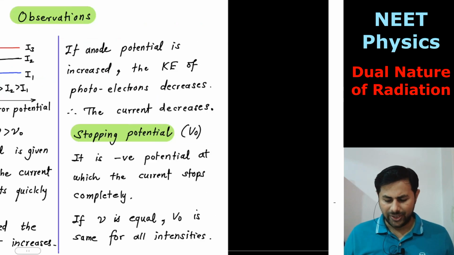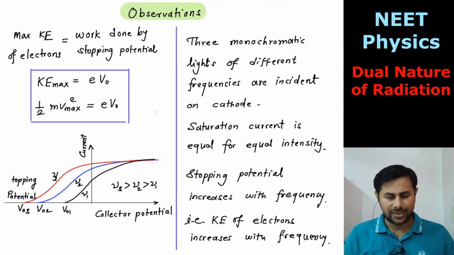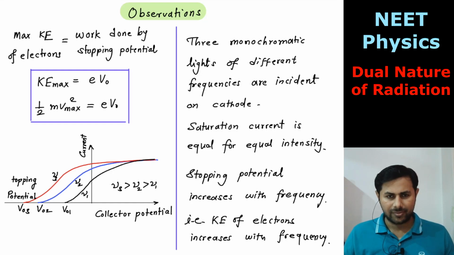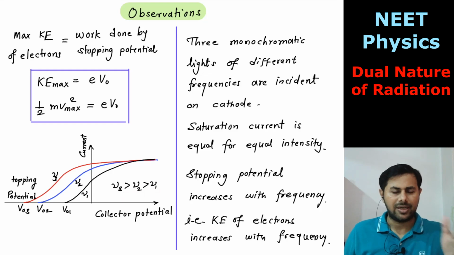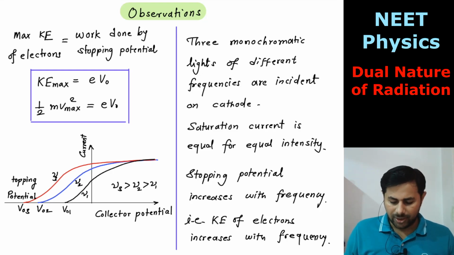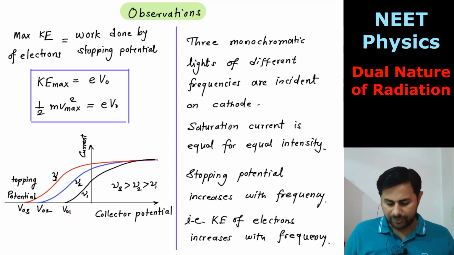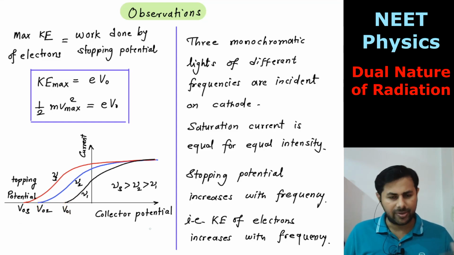And next one: when the intensity is the same, the same number of photons are striking the electrons, so you get the same current. But when the frequency is different, with the same intensity, if the frequency is higher, the energy per photon is higher. That means the energy each individual electron gains from the light is higher, so its kinetic energy would be higher, and therefore you need to apply more potential to stop the electrons. Is this clear, everyone? That's why the stopping potential increases as you increase the frequency.